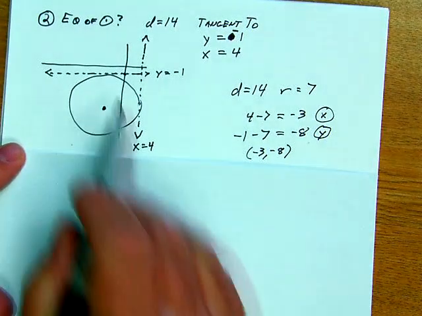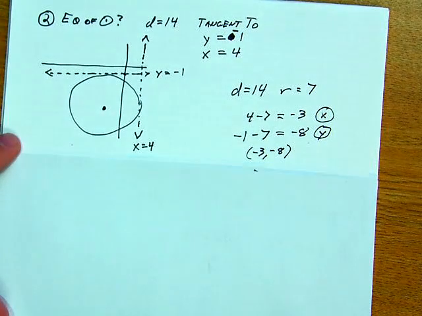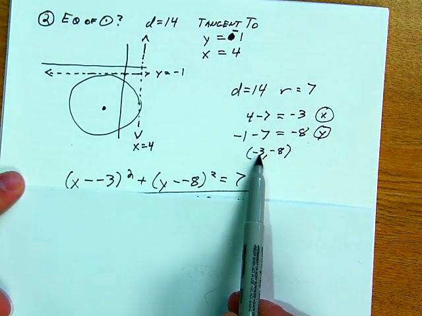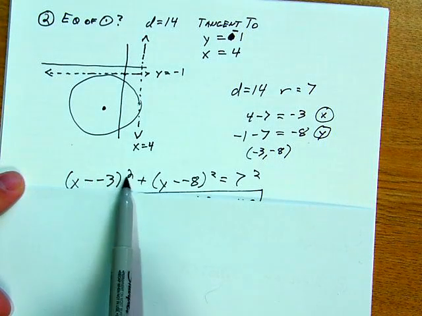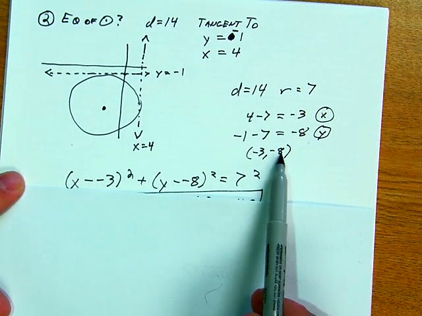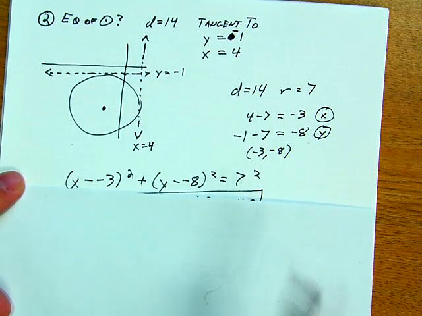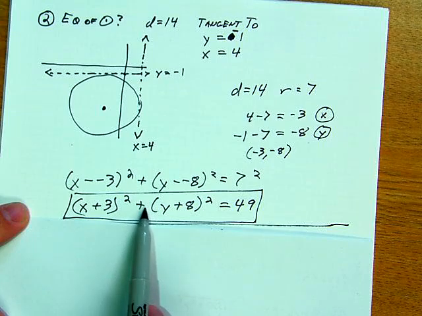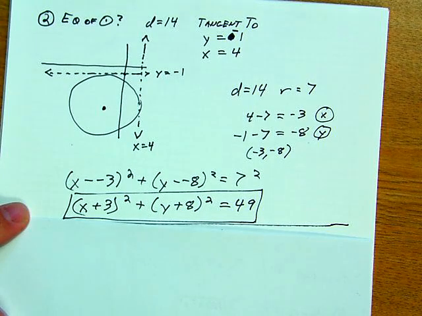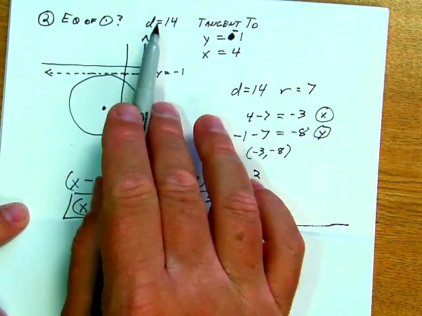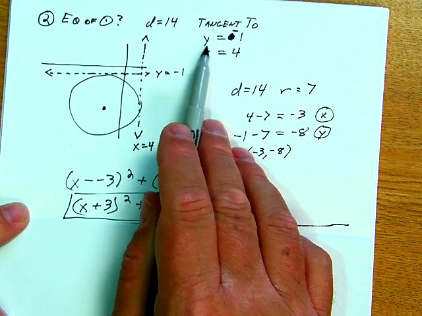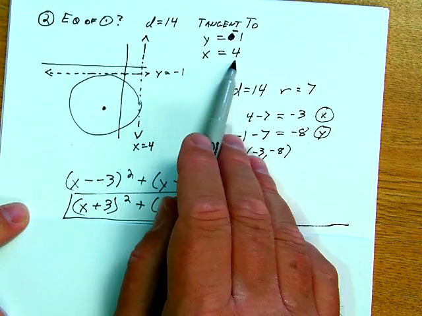All right, but the question is, get us the equation for that circle. So we've got to write the standard equation. So I say x minus my h value, x minus a negative 3 squared, plus y minus my k value, negative 8 squared, equals 7 squared, 7 being my radius. And I simplify that or clean that up: x plus 3 squared plus y plus 8 squared equals 49. And that's the equation of a circle with diameter 14 that lives mainly in quadrant 3 that is tangent to the lines y equals negative 1 and x equals 4.